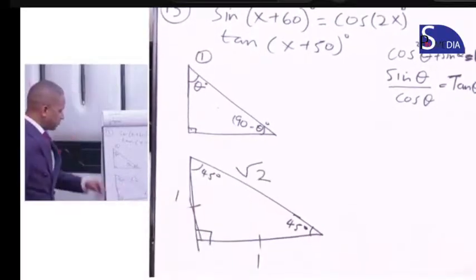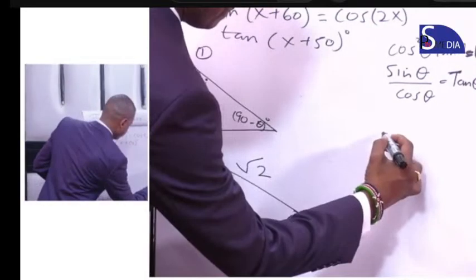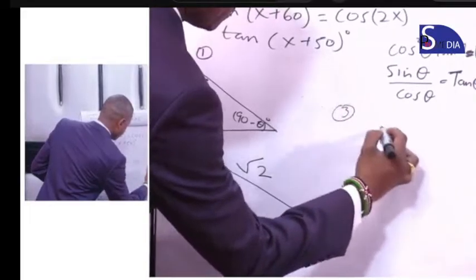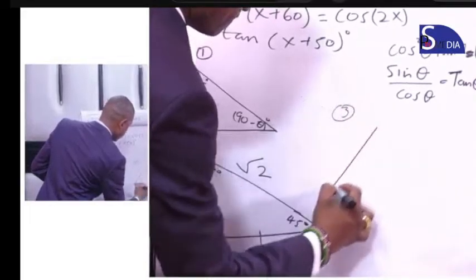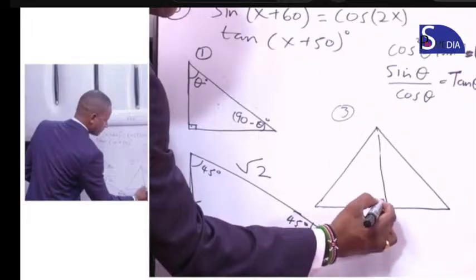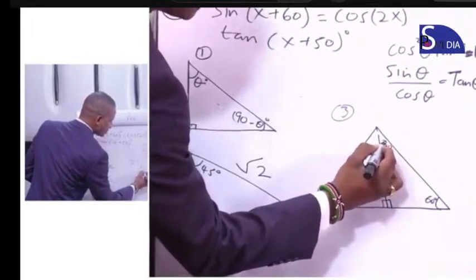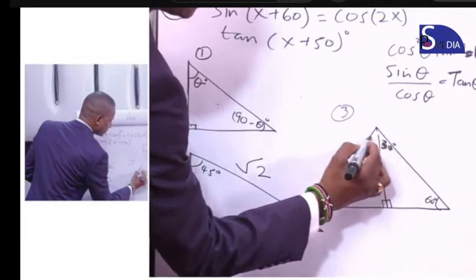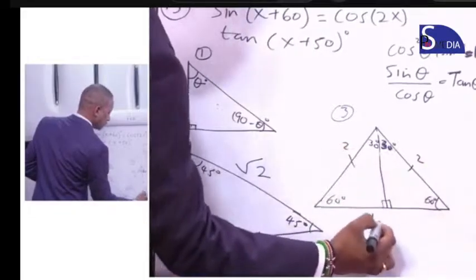Now the third identity triangle is this. It is an equilateral triangle, and then you divide here. This comes to 30 degrees, and this is 30 degrees. Now this is 2, 2, 1, 1.